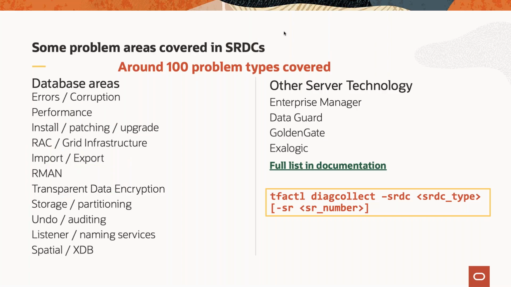SRDCs are problems that represent individual kinds of categories. And all you have to do is specify the SRDC type and the SR number to upload the problem directly to the SR. How do you do this?